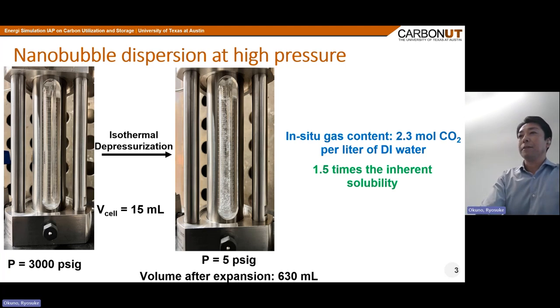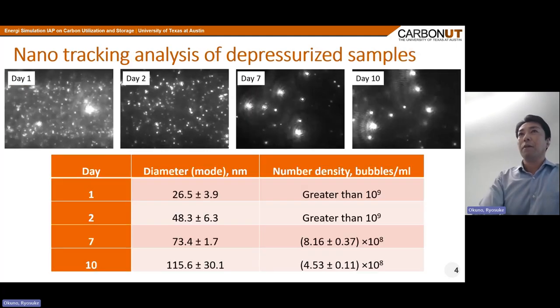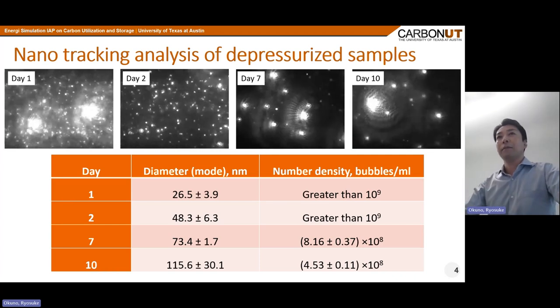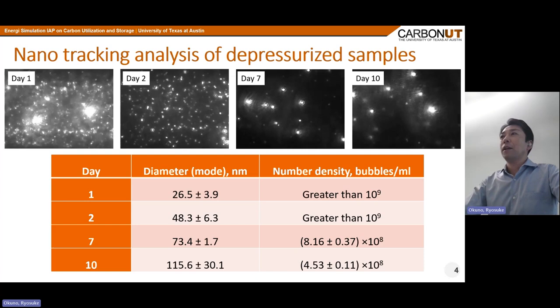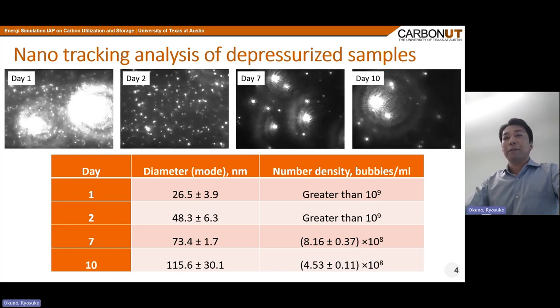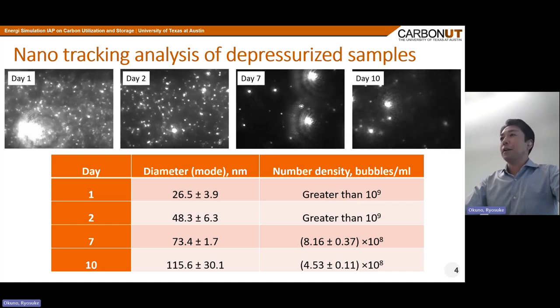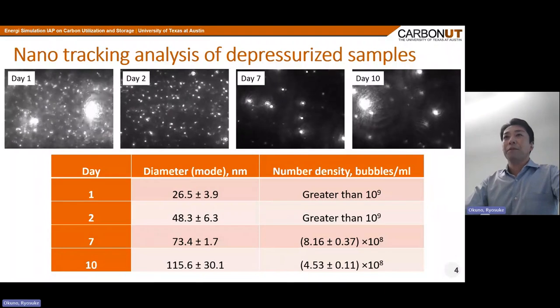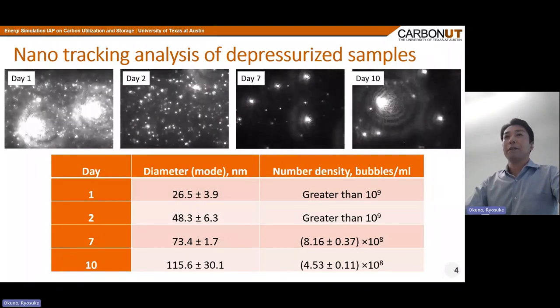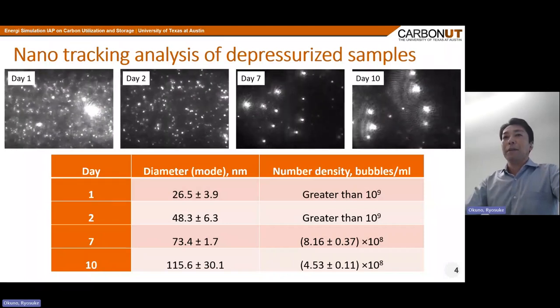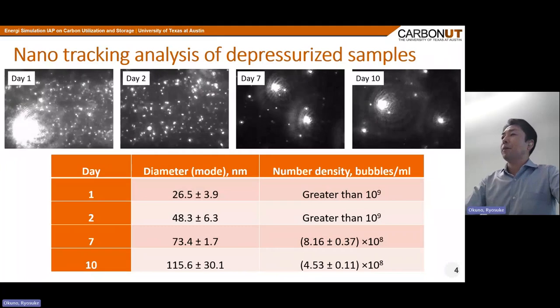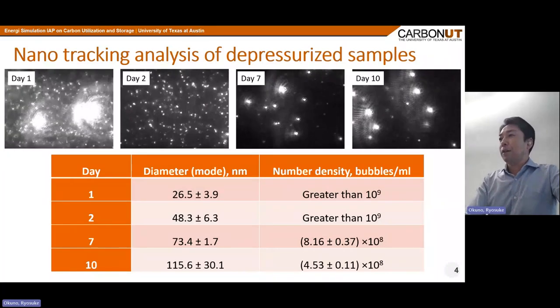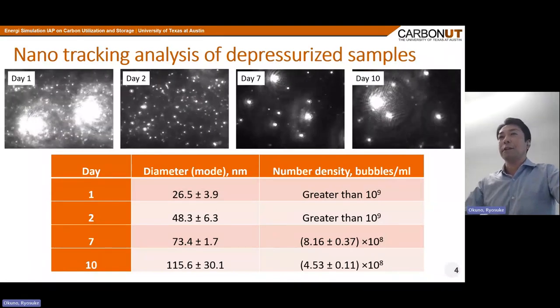So after depressurization, we take a low-pressure sample in the open system for nano tracking analysis. And you see Brownian motion of the nanobubble dispersion for several days until day 10 here. On day one, you see the bubbles are so energetic, and the number density is greater than 10 to the power of 9 bubbles per cc. So this NTA, nano-tracking analysis, cannot detect this many bubbles. But at day 7 and 10, you see the bubble number density is 10 to the power of 8 bubbles per cc. So you see still a lot of bubbles even after 10 days of the expansion.